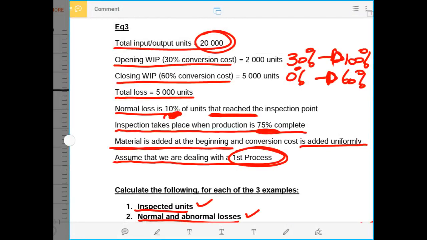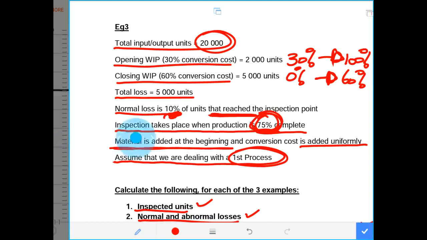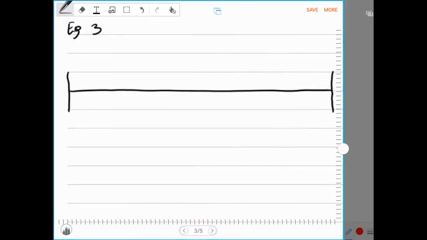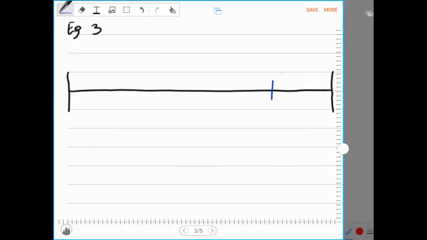So now we first have to draw the point of inspection. It doesn't matter what to start with. We know that our point of inspection is 75%. So now let us write the point of inspection on our underline or timeline. Therefore, 75% can be approximately around there. That means when our units are 75% in terms of completion, they will be inspected.